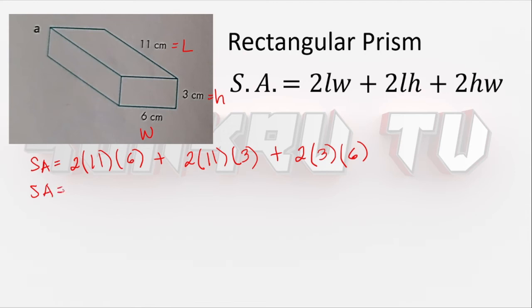So SA equals 132. So kuha na lang kayo ng calculator dyan. So 2 times 11, 22 times 3 is 66. Then plus 2 times 3 is 6 times 6, 36. So SA, surface area, add natin lahat yan. So 234 square centimeter.